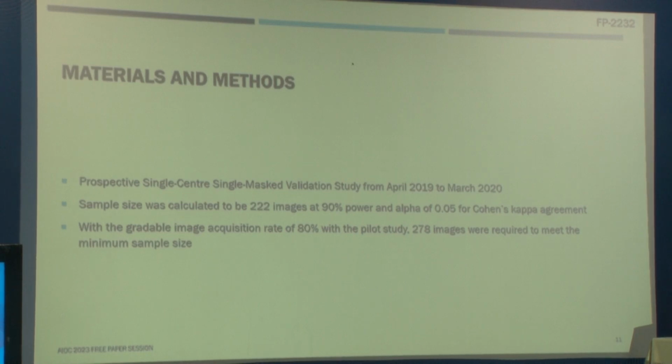The sample size calculated based on the pilot study was 222 images at 90% power and alpha of 0.05 for Cohen's kappa agreement. And with a gradable image acquisition rate of 80% in the pilot study, we calculated 278 images were required to meet the minimum sample size.